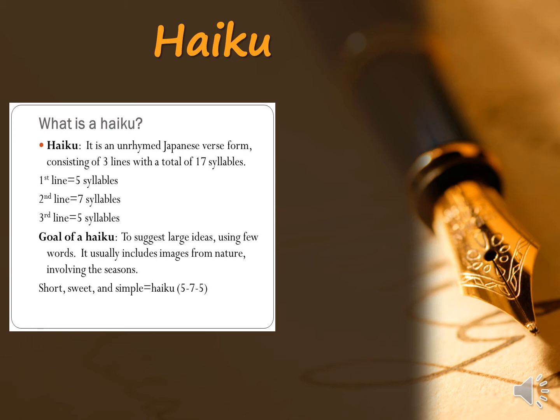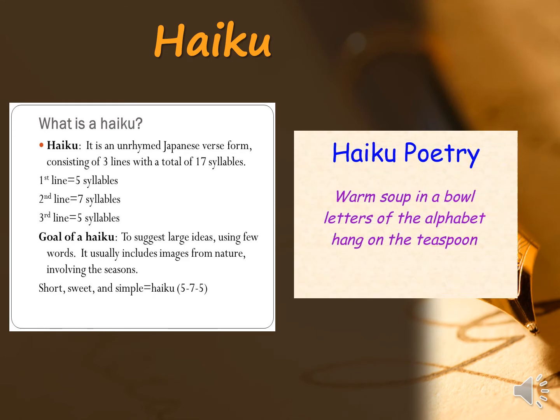The goal of writing a haiku is to suggest large ideas using few words. It usually includes images from nature involving the seasons. So a haiku is usually short and simple. Here is an example. Warm soup in a bowl. Letters of the alphabet hang on the teaspoon. So we can tell that the poet is talking about eating soup that has alphabet-shaped pasta using a teaspoon.